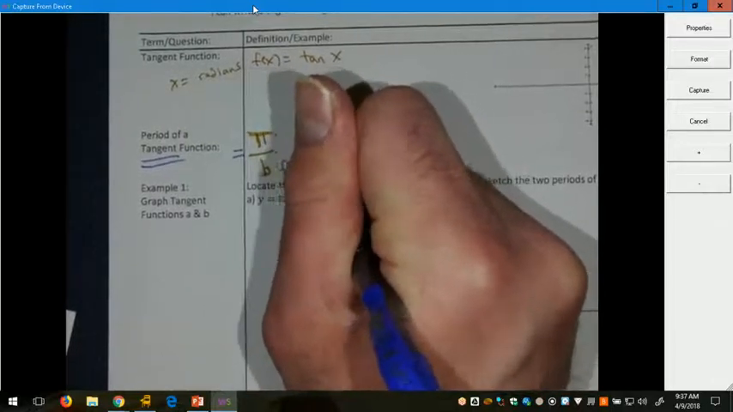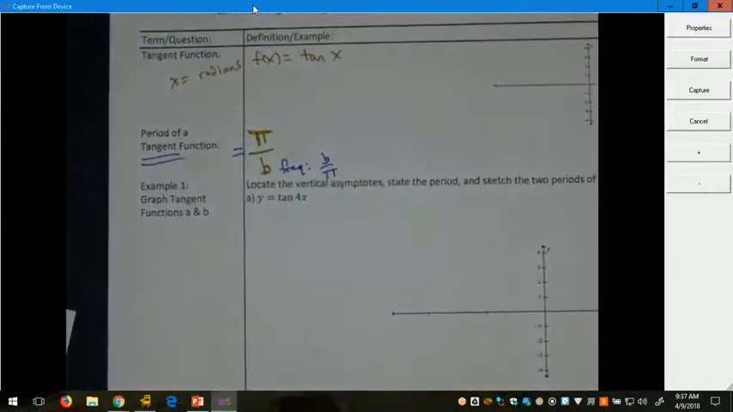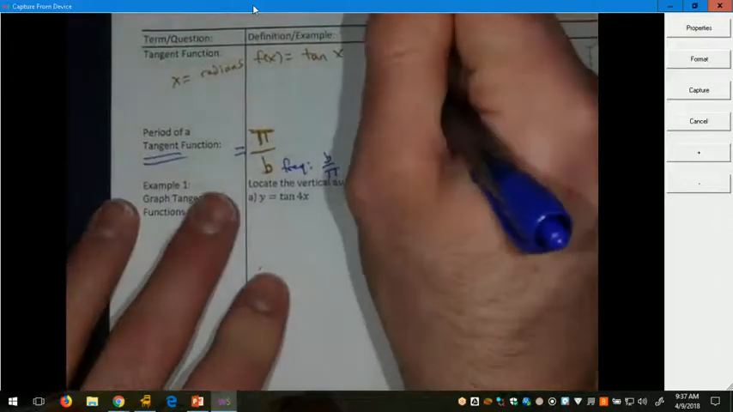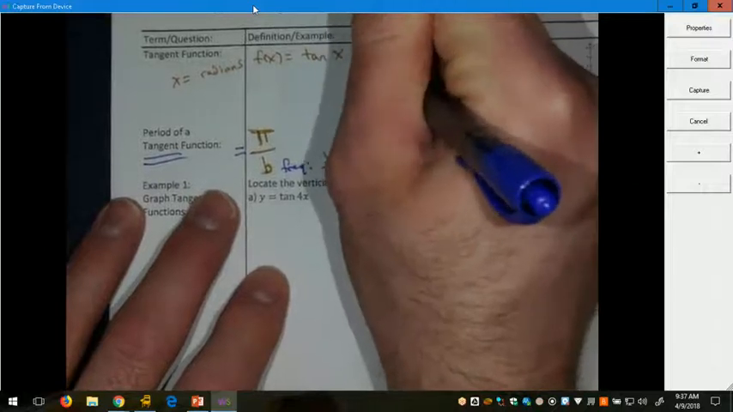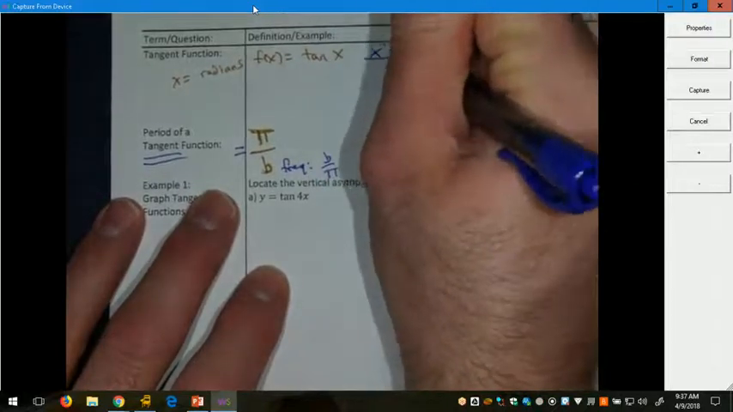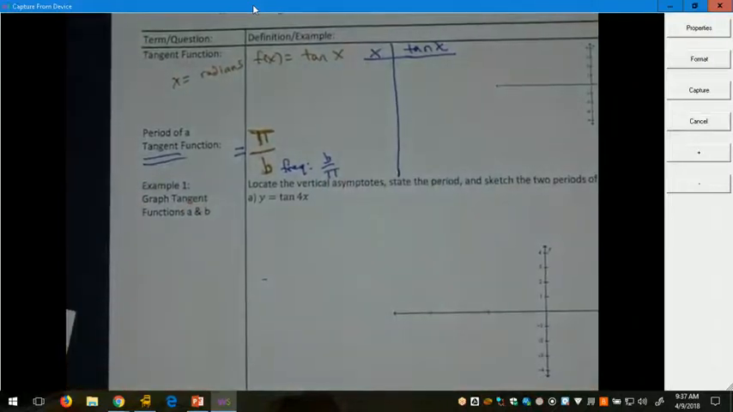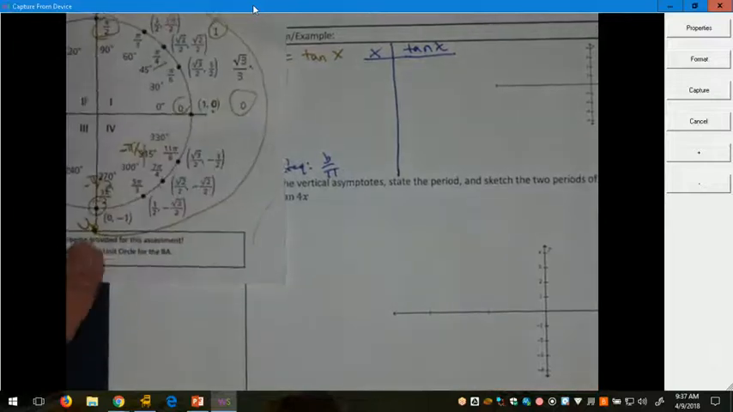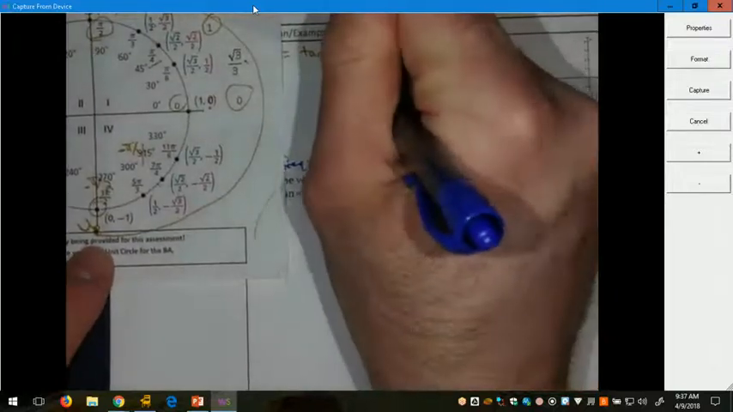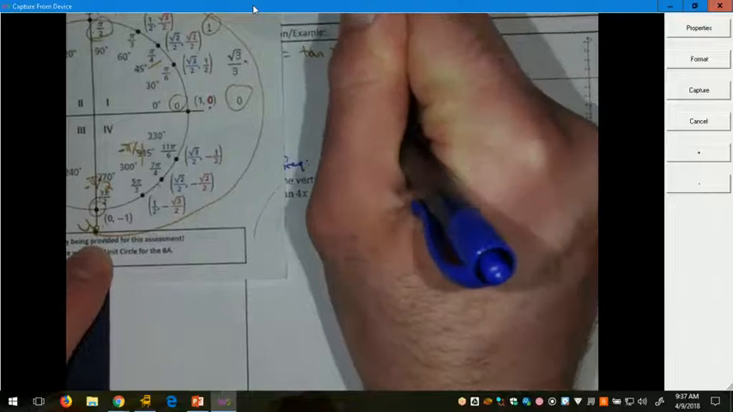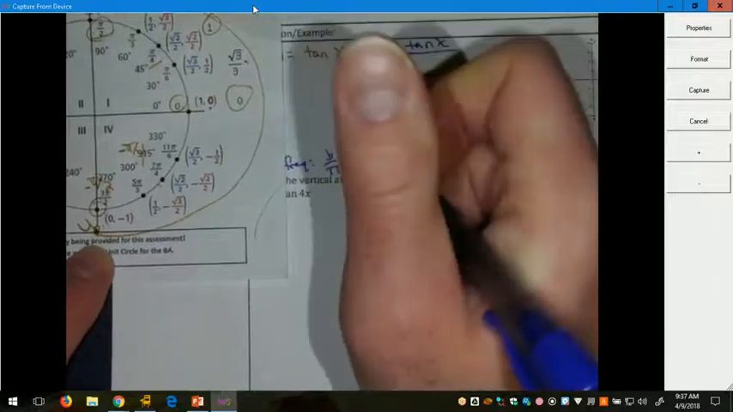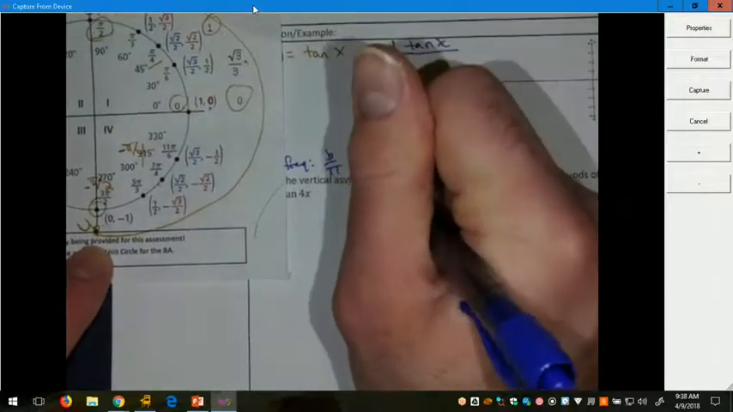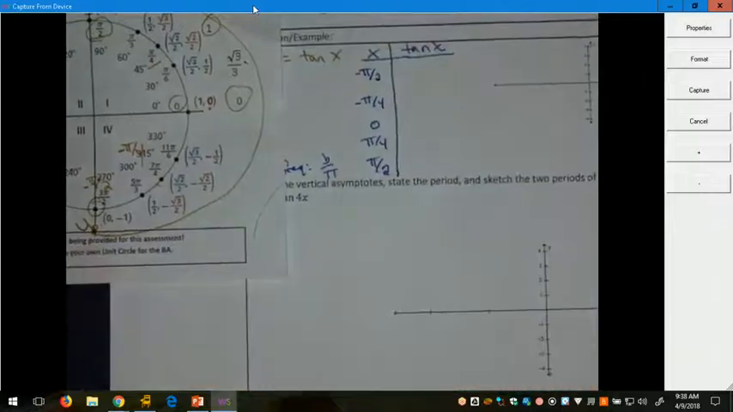B over pi, correct. Just the reciprocal of the period. So we're going to look at a parent function for tangent, and then we'll use that to start doing some transformations. So we said we're going to start down here at negative pi over 2, then negative pi over 4, then 0, then pi over 4, and then pi over 2.